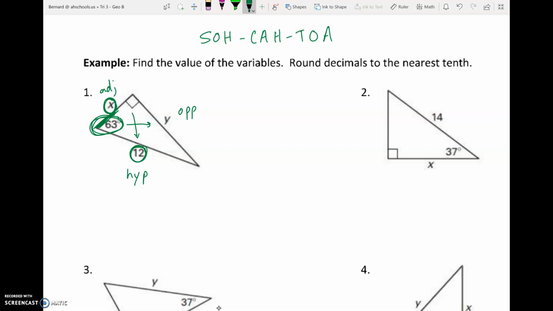And so here's the idea. If we need to use x and 12, that's adjacent and hypotenuse. So which trig function uses adjacent and hypotenuse? That's this one, right? Cosine is adjacent over hypotenuse. And so I'm going to write cosine of my angle. So I'm going to put 63 in the parentheses. And then that equals my fraction, the a over h part. So adjacent is x and hypotenuse is 12. And so this is the setup. The cosine of 63 equals x divided by 12.